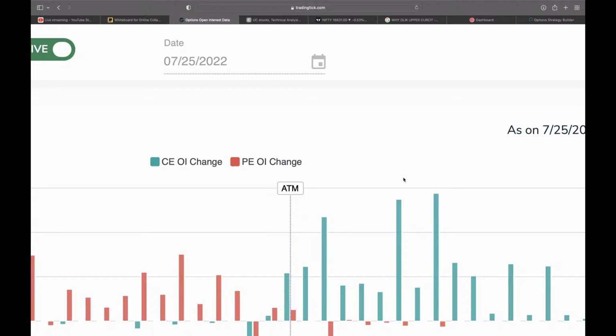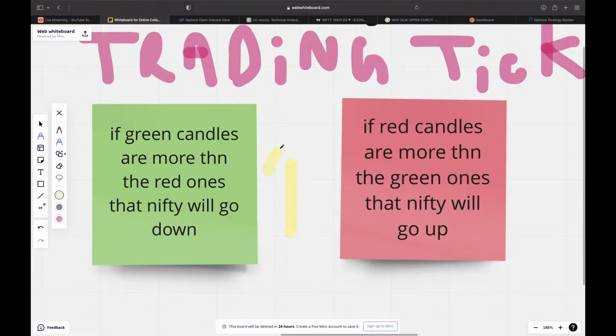Clear everyone? Nifty will go down because the green lines are more. Clear? Simple. So this is OI data reading. OI data gets refreshed every 5 minutes. So what you can do is just every 5 minutes check this trading tick data. So when you check this data, you have a very clear vision if Nifty is going to go down or up.